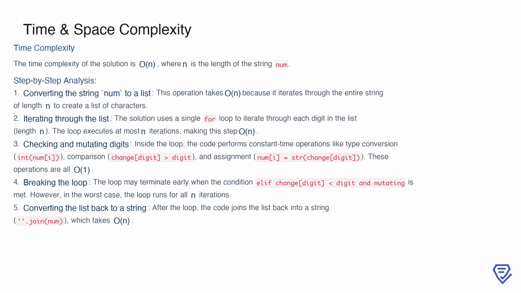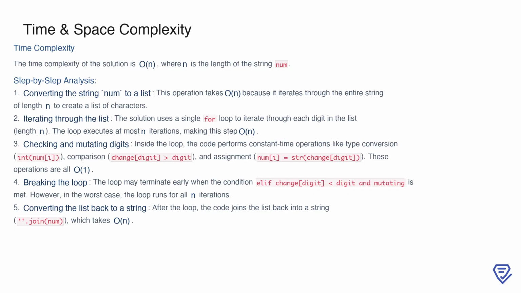The time complexity of this solution is O(n), where n is the length of the string number. Let's break this down step by step. First, converting the string number to a list takes O(n), because we iterate through the entire string to create a list of characters. Next, we have a single for loop that iterates through each digit in the list, which also executes at most n iterations, making this step O(n).